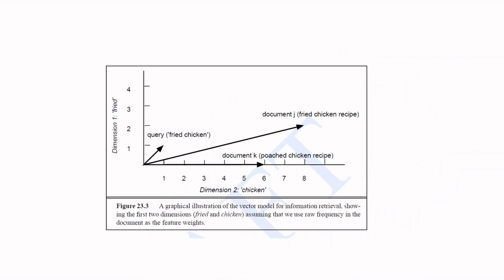You have this query, fried chicken, which is a point here, and this is a vector. The document fried chicken recipe is here, but the poached chicken recipe is somewhere here. So we can see that this query fried chicken is actually closer to the fried chicken recipe than the poached chicken recipe because they're more similar. You can think of an angle as being used to represent how close each of these points, or vectors, are in space.